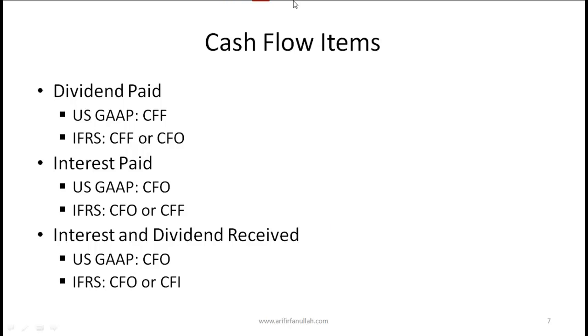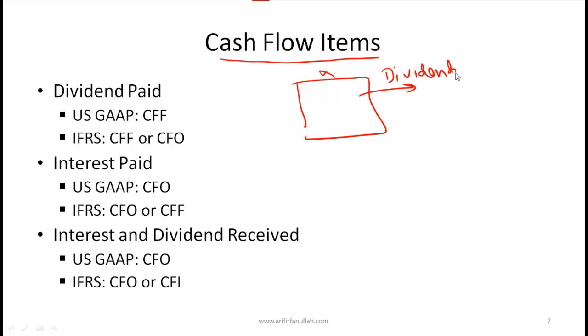Now we are moving on to cash flow items. This is fairly important, I think, from an exam perspective. Dividends paid: this is the dividends that a company pays. Let's say this is company X. It has issued shares, and obviously it needs to make some payments to shareholders. So the dividends that are paid to shareholders, how should they be classified? This is actual money leaving the company. According to US GAAP, since this is interaction with shareholders, it is treated as cash flow from financing. IFRS, however, says this can be treated as either CFF or cash flow from operations.